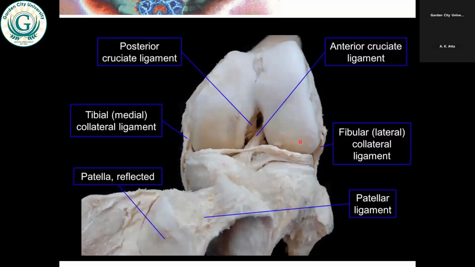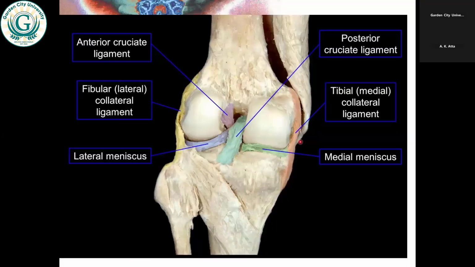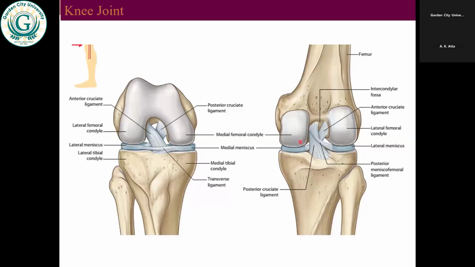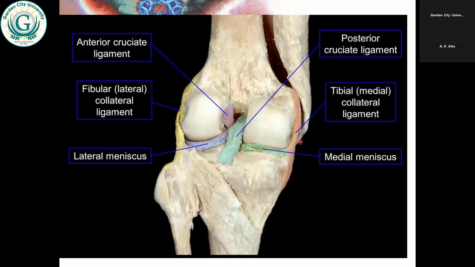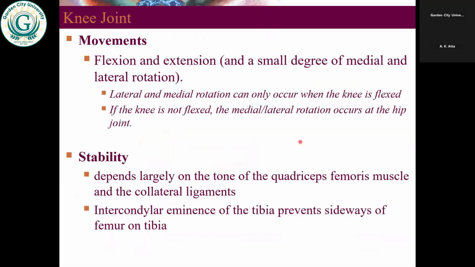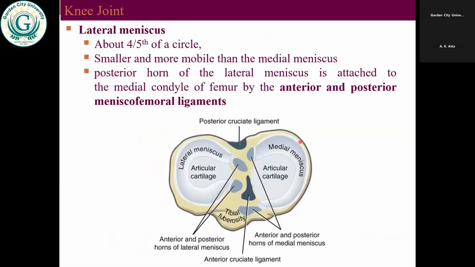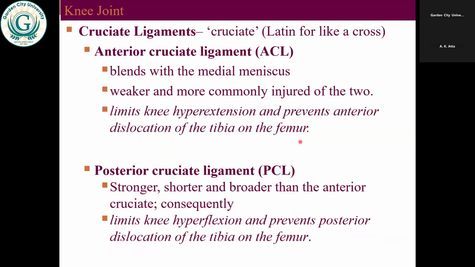The cruciate ligaments are very, very important. There's the cruciate ligament. They are called cruciate because they form a cross, the anterior and the posterior form a cross. So we call it the cruciate ligament.